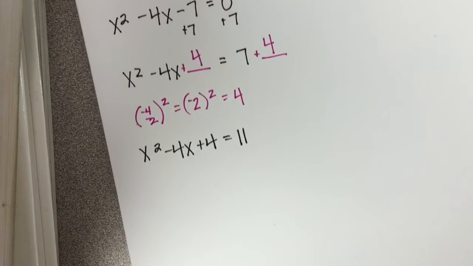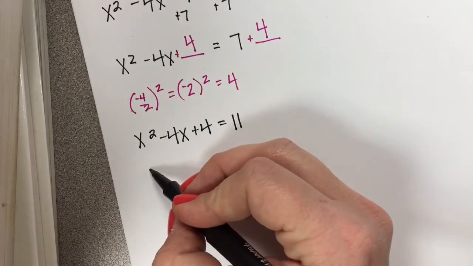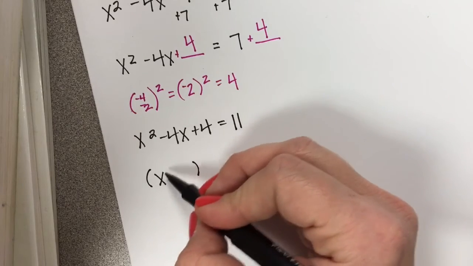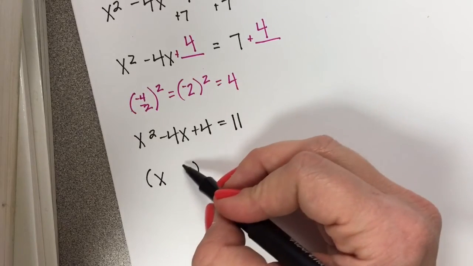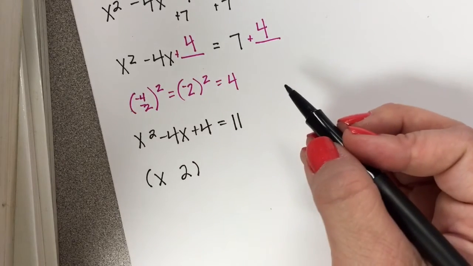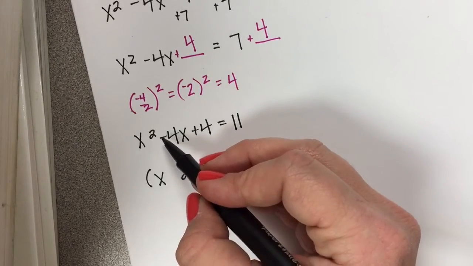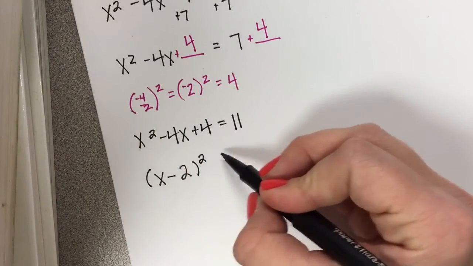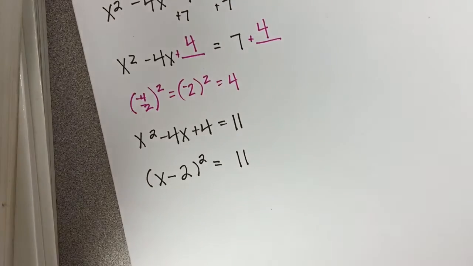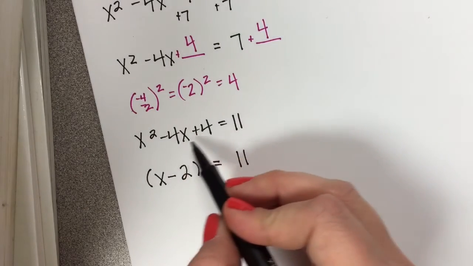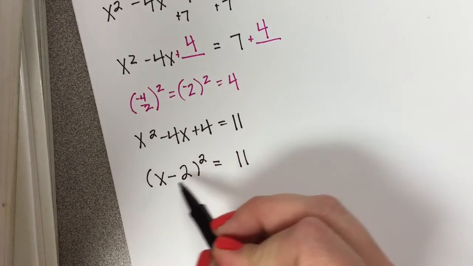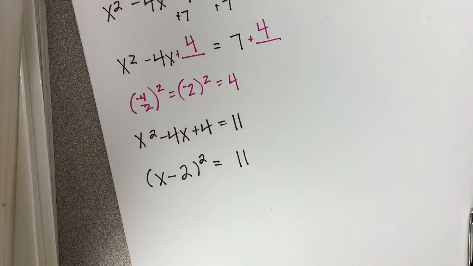And so the next step is going to be to factor. The square root of x squared is x. The square root of 4 is 2. The only thing that's a little different than the last example is that it's going to be a minus, equals 11. Okay, so this is the same information, just written in a different way. It's just written in factored form.